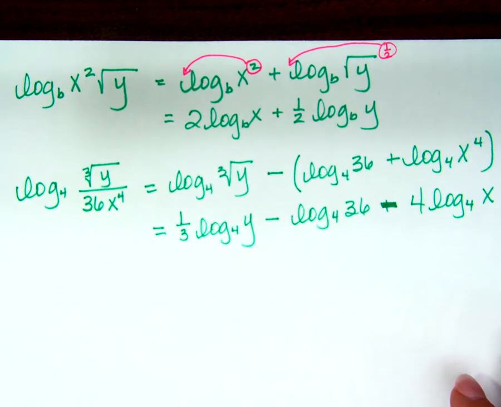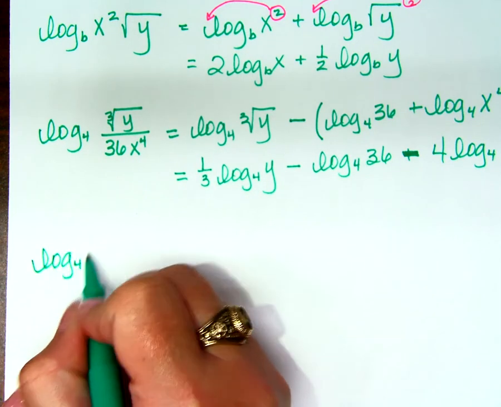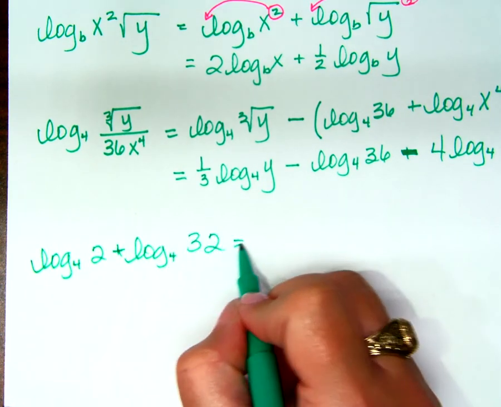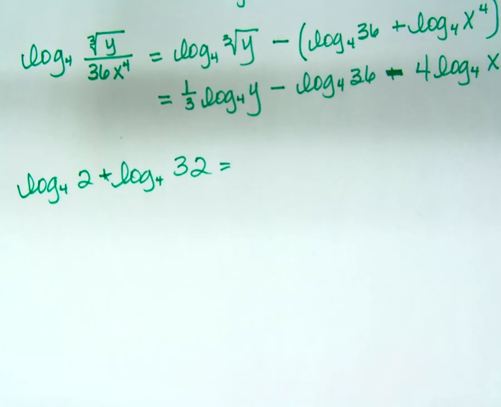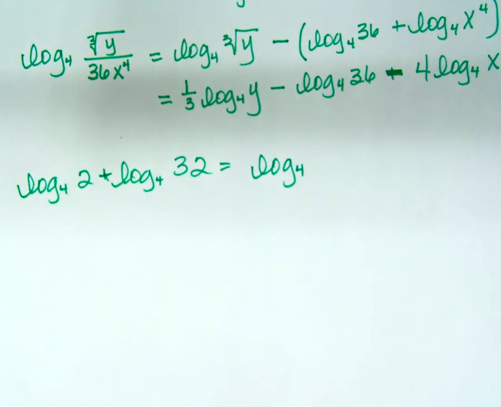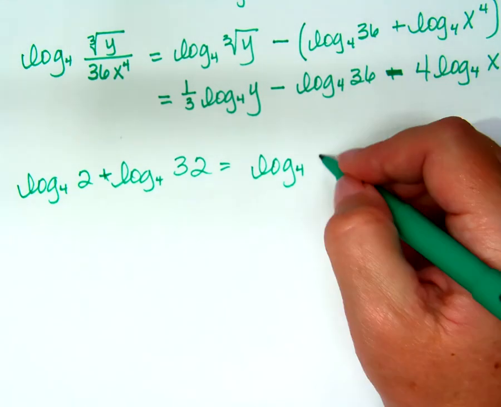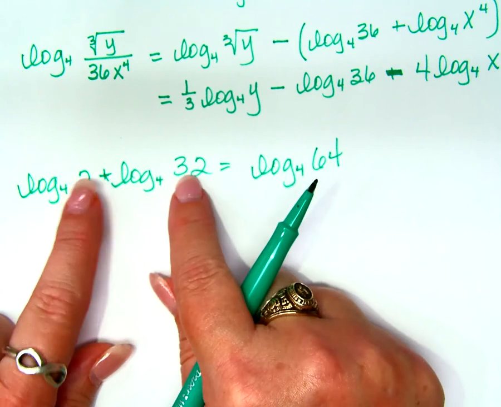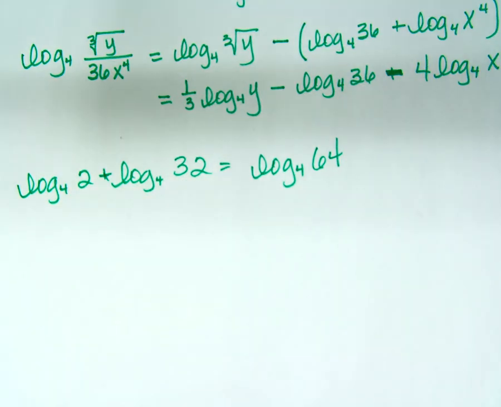So, do you feel comfortable expanding logarithms? Okay? What about condensing? If you can expand, you should be able to condense, right? So, log base 4 of 2 plus log base 4 of 32. How many times do I write the word log if I'm condensing? 1. Log base 4. Of what? 64. How'd you get 64? 2 times 32. I'm adding my logarithms, so what do I do with their arguments? I multiply them. Okay? Now, is this simplified as far as it can go?